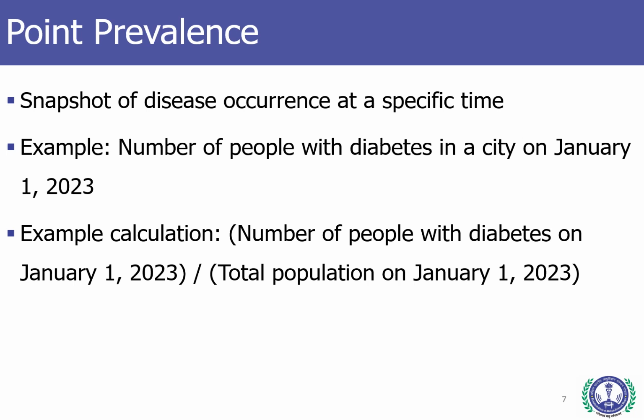For example, let us consider the number of people with diabetes in a city on January 1st, 2023. We can calculate point prevalence by dividing the number of people with diabetes on that date by the total population on that date.